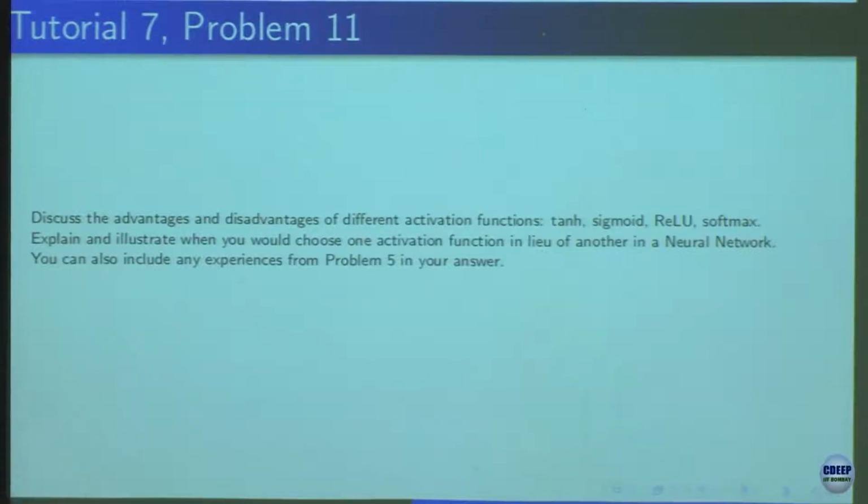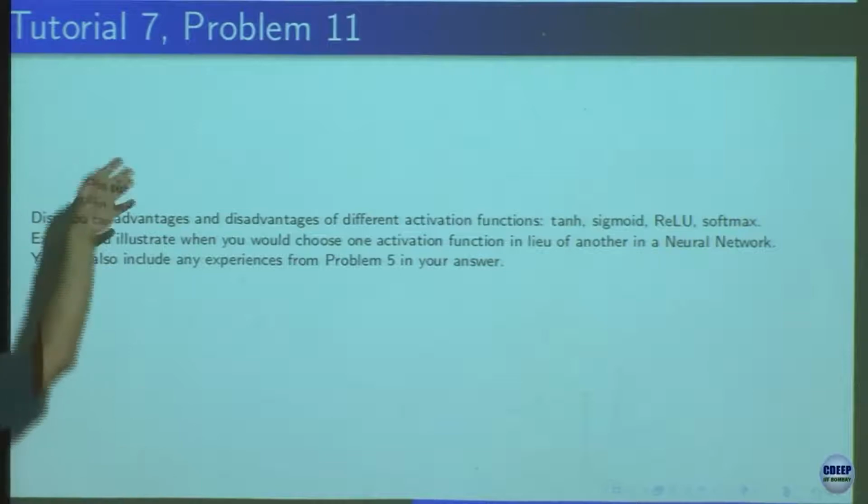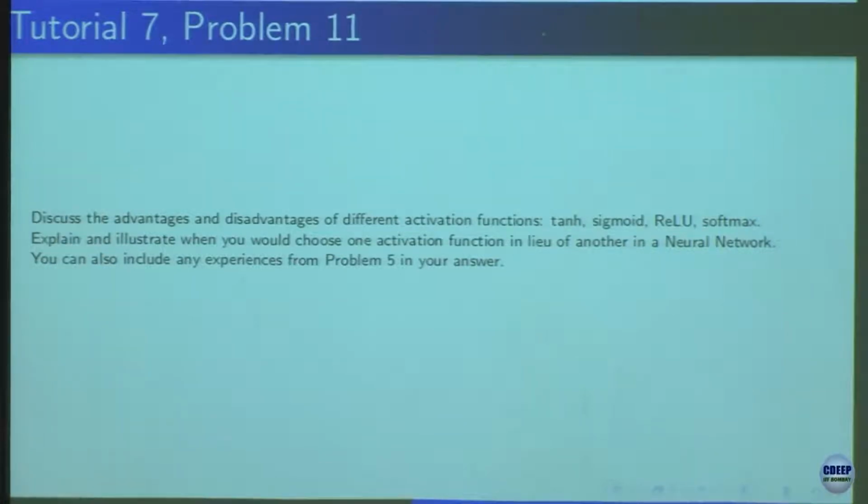Problem 5, the answer is a little bit more detailed. Most of the other problems in tutorial 7 have to do with derivations. These 2 problems are mostly observational.